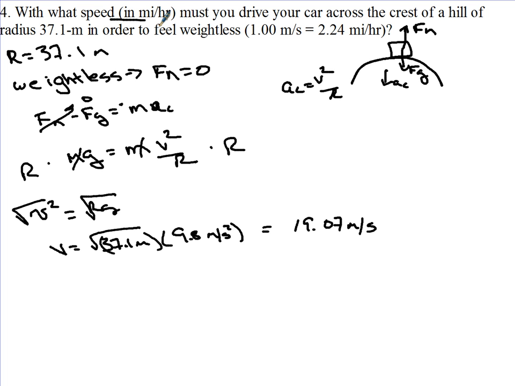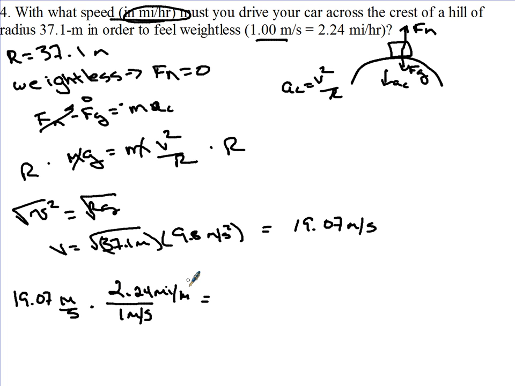We asked for the speed in miles per hour. So let me convert it. 19.07 meters per second. And they tell me 1 meter per second is equal to 2.24 miles per hour. So take 19.06 and multiply by 2.24, and I get 42.7 miles per hour. Now think about this. That's not very fast. So does this make sense why sometimes when you're on country roads that are really bumpy and hilly, you can feel kind of funny? That's that weightless feeling.